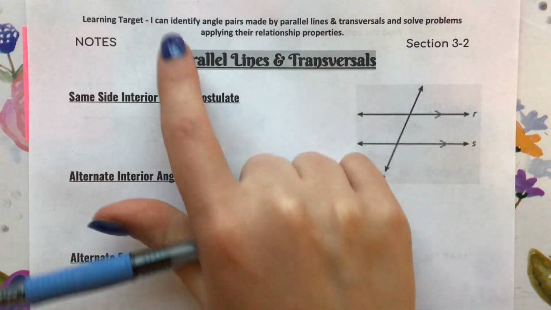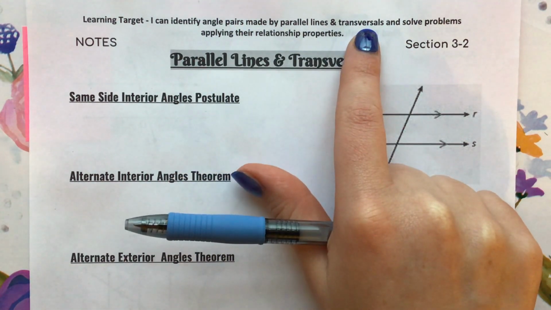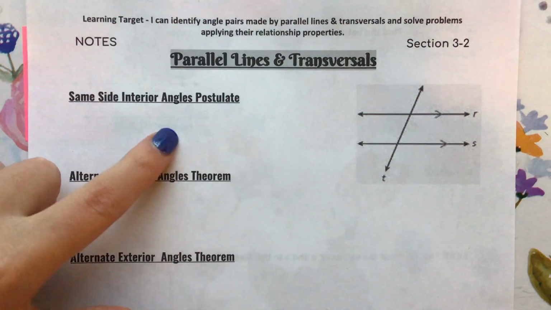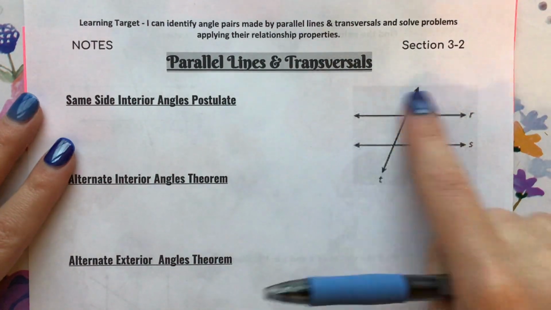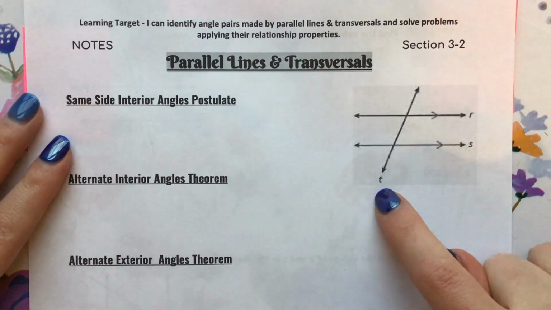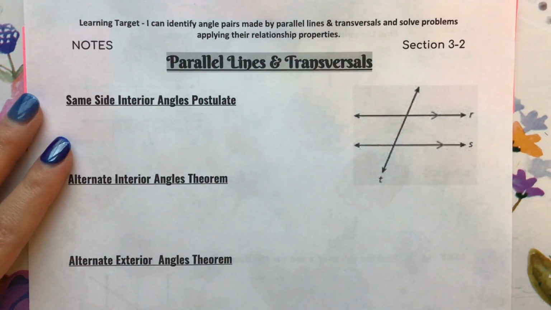So today I'd like for you to be able to identify angle pairs made by parallel lines and transversals, and then be able to solve problems by applying their relationships. So, we have a postulate and a couple theorems that we need to talk about first, and we're going to use this image right here to help us. What I want to remind you is this guy right here is the transversal, and here we have R and S are parallel to each other.